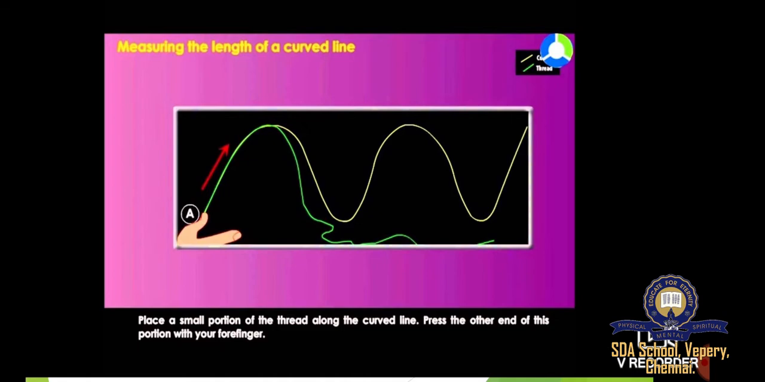First, mark the points, say A and B, in the same way as we did when measuring the straight line, between which the distance is to be measured. Place one end of the thread on point A and then move the thread along the curved course. Now place the thread along the linear scale and read the map distance.